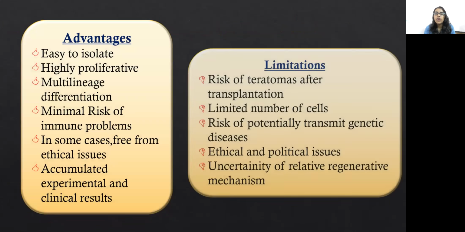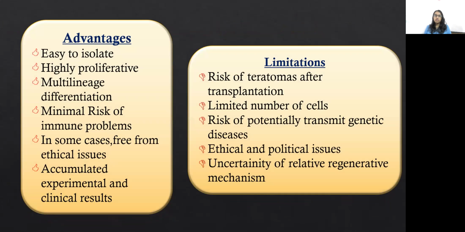Then, what are the advantages and limitations? One of the major advantages is minimal risk of immune problems. Then we can easily isolate them, and then accumulate them experimentally. And the limitations are that there is a risk of teratomas, and there is a limited number of cells. Then ethically it is always a problem.